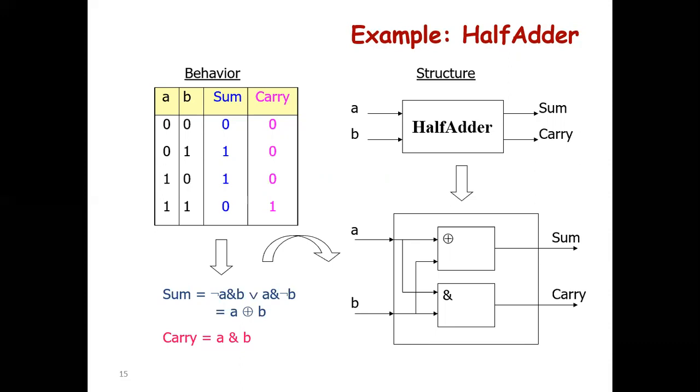Then from the truth table, we are defining the sum value and carry value. Sum value will be A XOR B, carry value will be A AND B. In structure, we have the half adder, sum and carry, then the process, that is XOR and AND.